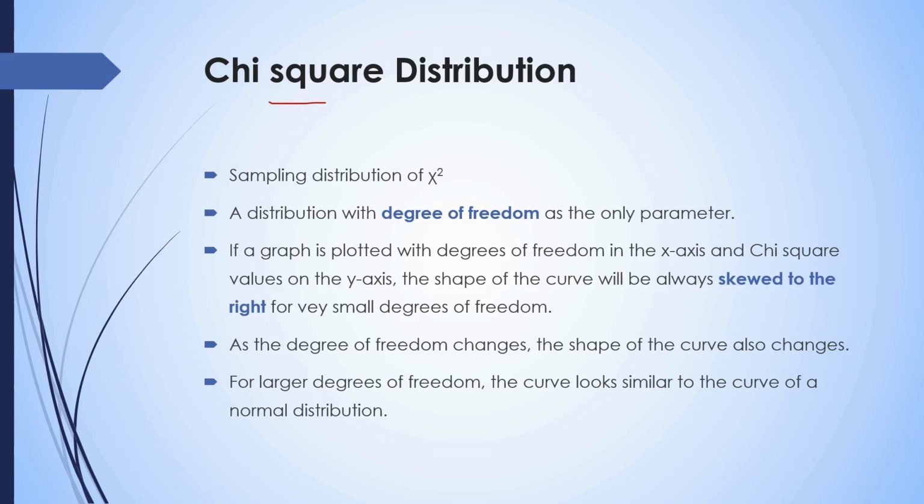Let's see what is chi-square distribution now. Chi-square distribution is the sampling distribution of chi-square. What is sampling distribution? Sampling distribution is the probability distribution of a statistic. This means it's a distribution, or you may say it is a graph or any representation that shows the different values your statistic can take. In this case, chi-square. It shows the different values your chi-square can take if you test more than one random sample from the population.